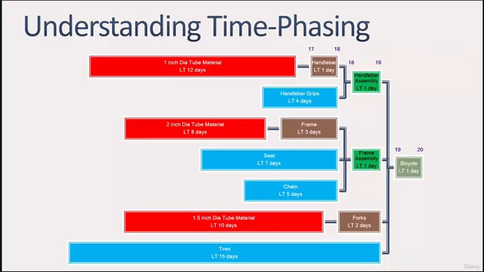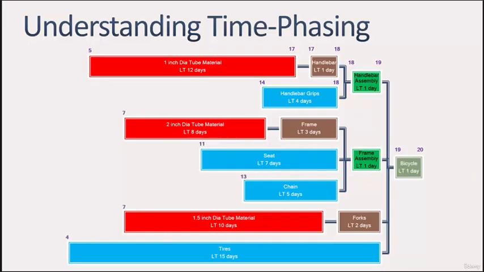The handlebar goes into the handlebar assembly, therefore its due date is set for day 18. Based on its lead time, its order start date is offset by 1 day. MRP schedules the order start for day 17. The handlebar grips go into the handlebar assembly, therefore its due date is also set for day 18. Based on its lead time, its order start date is offset by 4 days. MRP schedules the order start for day 14. The 1-inch tube material goes into the handlebar, therefore its due date is set at day 17. Based on its lead time, its order start date is offset by 12 days. MRP schedules the order start for day 5.